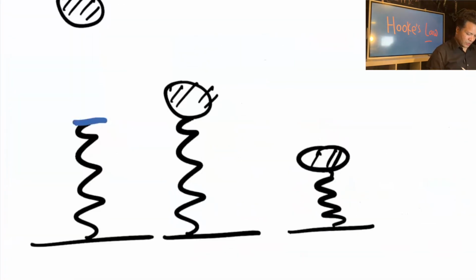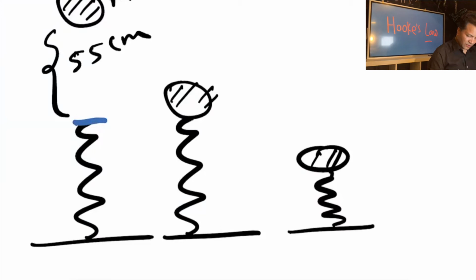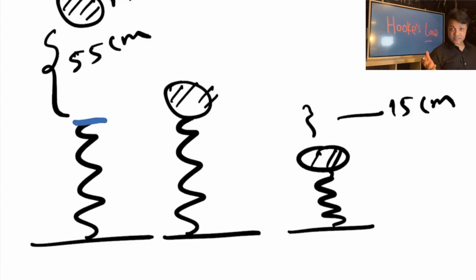All right, so 2.6 kilograms. So we know the mass of the ball, 2.6 kilogram. We also know the height. Height is 55 centimeter. We also know how much it compressed. It compressed 15 centimeter. We also know, well, this is enough information to solve this problem.